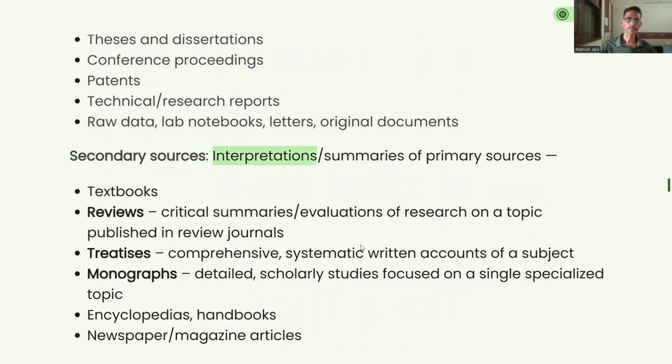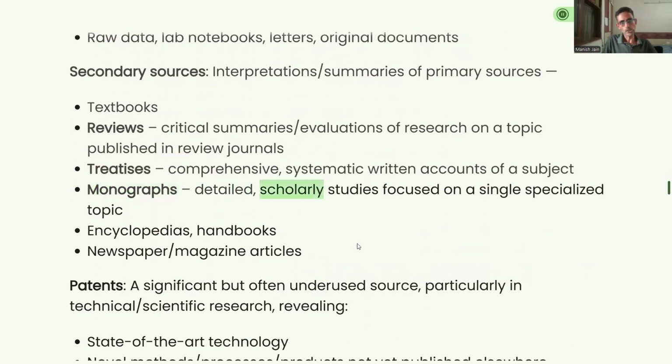Secondary sources: interpretations and summaries of primary sources. Textbooks. Reviews: critical summaries and evaluations of research on a topic published in reviewed journals. Treatises: comprehensive, systematic written accounts of a subject. Monographs: detailed, scholarly studies focused on a single specialized topic. Encyclopedias, handbooks. Newspaper and magazine articles.